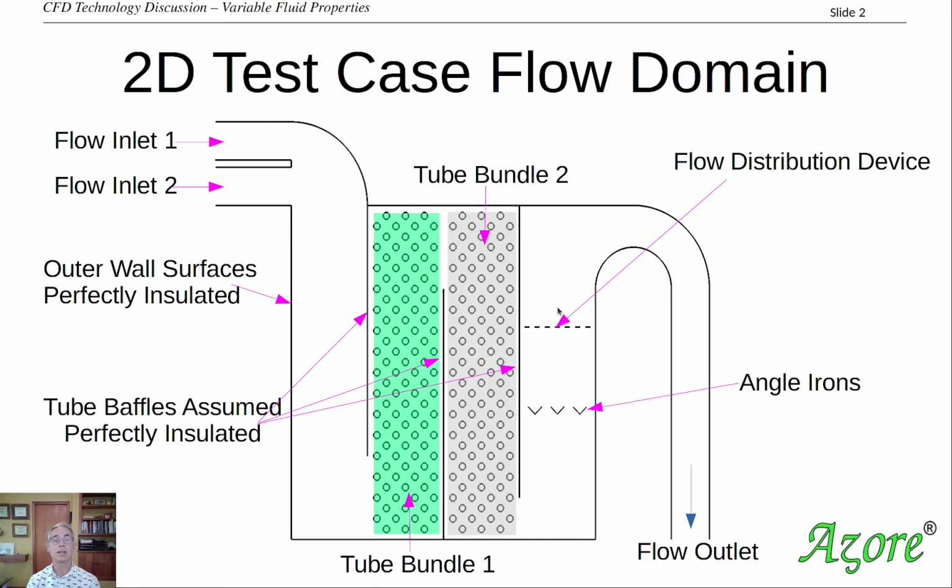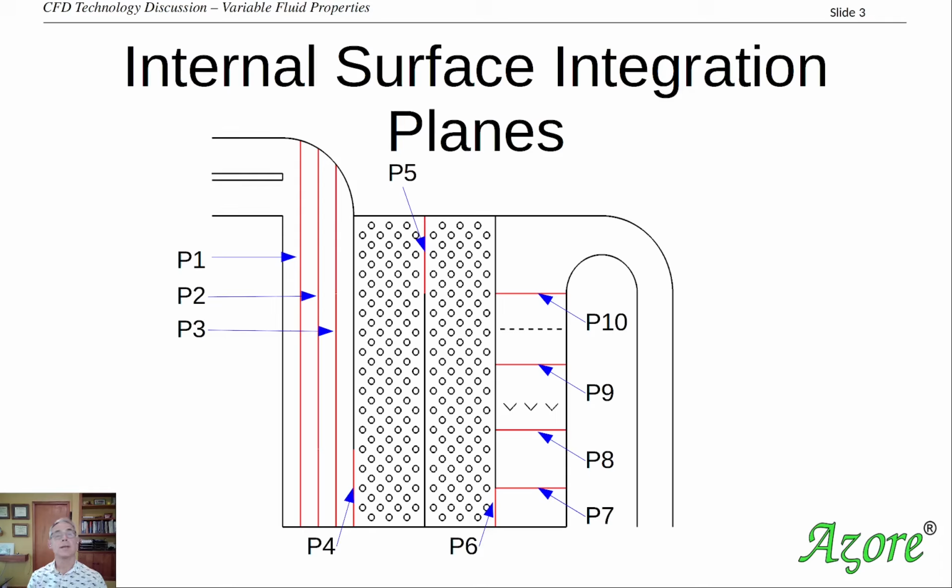Now we're going to look at some integration planes. Now that we have a good idea of what our system looks like, the next thing we want to do is set up, we're interested in looking at integrated values throughout this system. I have chosen a number of integration planes, and what we would want to do is get an average value of fluid properties on each one of these integration planes as the fluid mixes and passes through this system. I've chosen 11 planes really through the system, where they start with plane P1 right here on the left.